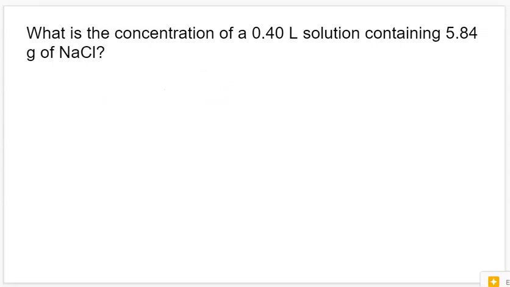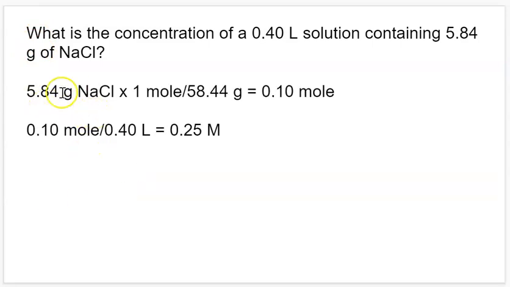What is the concentration of a 0.4 liter solution containing 5.4 grams of sodium chloride? Now this one's slightly different because it doesn't directly give us the moles. So we're going to have to determine the moles of the sodium chloride through the molar mass of sodium chloride. So I'm going to have to convert these grams to moles first before I can figure out the molarity. So I do that by dividing the grams by the molar mass of the sodium chloride, which is 58.44. So 5.84 divided by 58.44, that gives us 0.1 moles. And then if I take my 0.1 moles and divide that by the volume of the solution, which was 0.4, that gives me a 0.25 molar solution, or a 0.25 mole per liter solution.